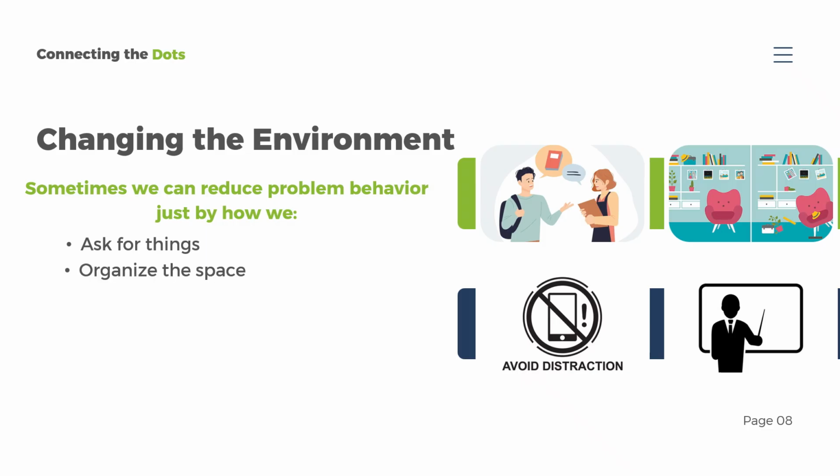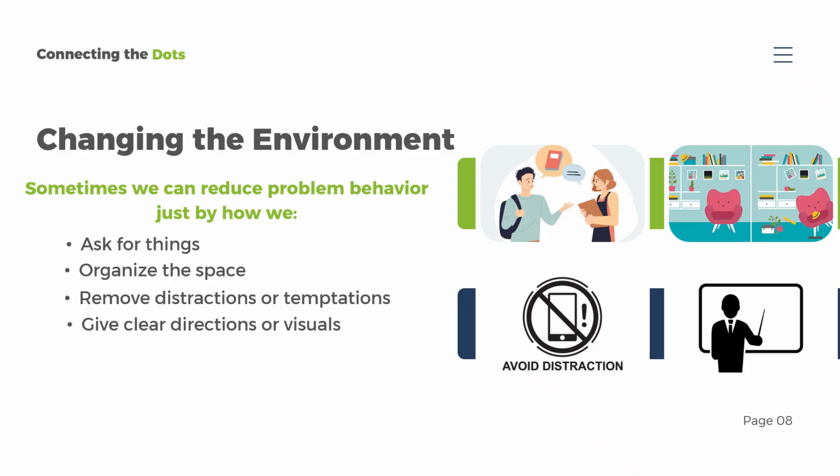The way we organize the environment can reduce frustration. For example, if a child has trouble focusing, we might remove extra materials or arrange items in a more consistent way. Eliminate distractions or temptations. This could be putting away preferred toys during non-play times, which can prevent power struggles before they begin.